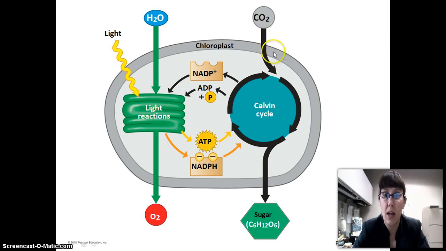Carbon dioxide also enters the Calvin cycle, and these three ingredients, carbon dioxide, ATP, and NADPH, are used to make sugars. The waste from the Calvin cycle are the discharged NADP plus and adenosine diphosphate, and those get used back in the light reactions to get recharged again.